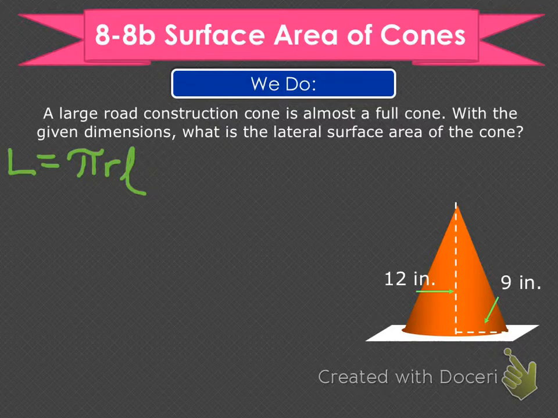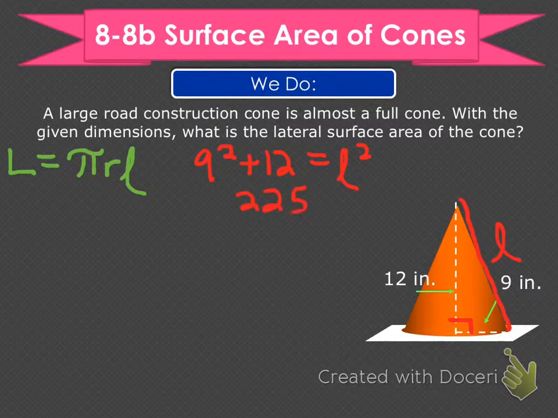Guess what we're going to use? The Pythagorean theorem again. And this is our right angle right here, so yes, again, we are finding the C part. So you're going to have 9 squared plus 12 squared is going to equal that slant height squared. 9 squared plus 12 squared is going to be 225 equals that slant height squared. The final step is to take the square root of both sides. Square root of 225 is 15, so my slant height is 15.